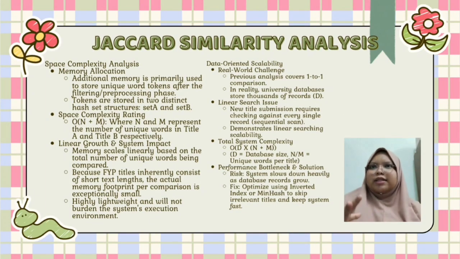The space complexity analysis, which is memory allocation: the additional memory is primarily used to store unique word tokens after the filtering or pre-processing phase. Tokens are stored in two distinct hash set structures, set A and set B. Space complexity rating, big O of n plus m, where n and m represent the number of unique words in title A and title B respectively.